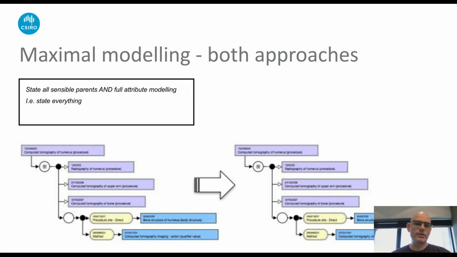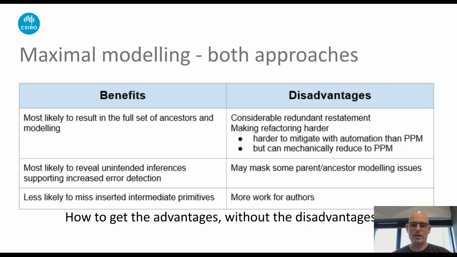And then there's a more extreme example, which I won't spend a lot of time on, but maximal modelling. So effectively modelling out everything, all of the parents you can think of that make sense, plus all of the additional refinements that need to be made to model out the concept fully. The benefits of this are you're very likely to pick up all of the modelling and all of the ancestors that you need, and you'll probably reveal unintended consequences as part of doing that, which is good for picking up errors.